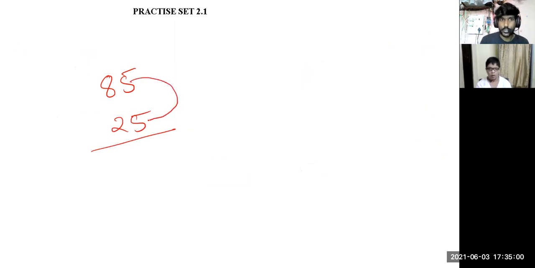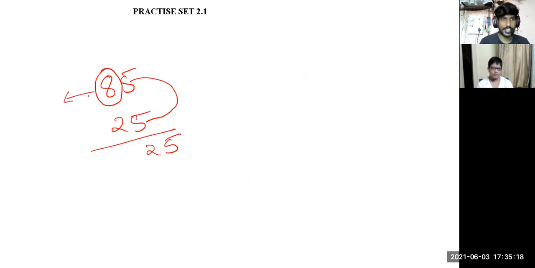First, you multiply 5 into 5. How much is 5 into 5? 25. So you write 25 here. What number is here? 8. Now, after 8, what number comes?